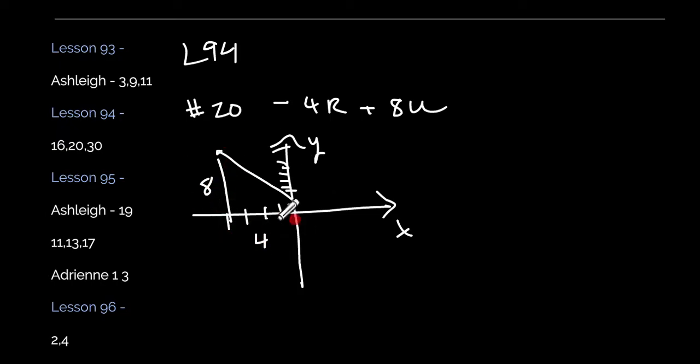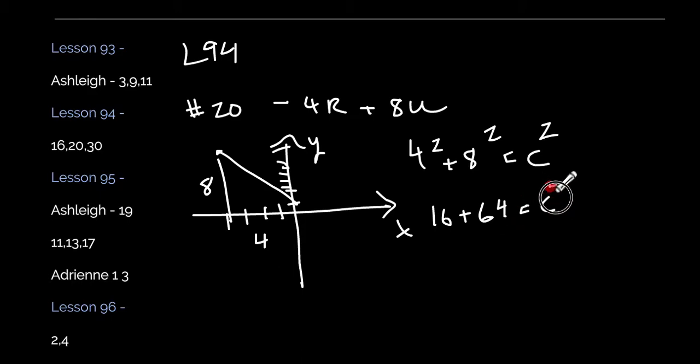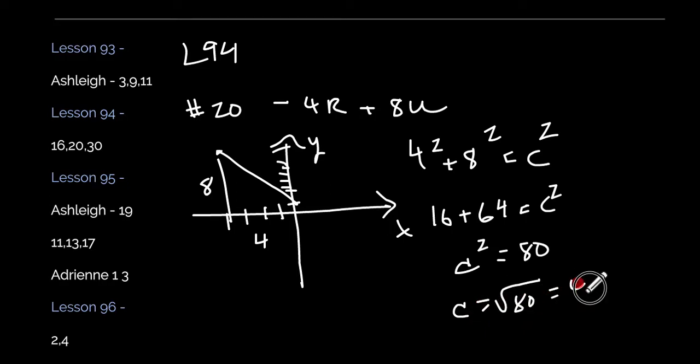So you have to use the Pythagorean theorem to get the hypotenuse. So we're going to get 4 squared plus 8 squared equals c squared. When we add those together, 16 plus 64 equals c squared, and you're going to get c squared equals 80. c equals the square root of 80, which simplifies to 4 root 5. All right, that's this part of the polar coordinate. And then we need the angle.